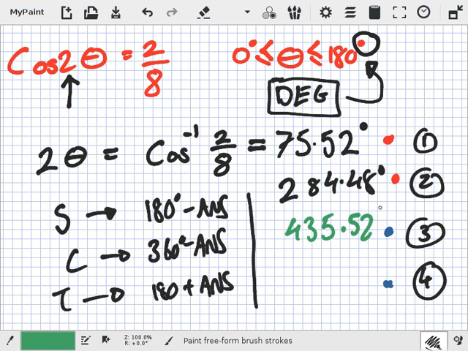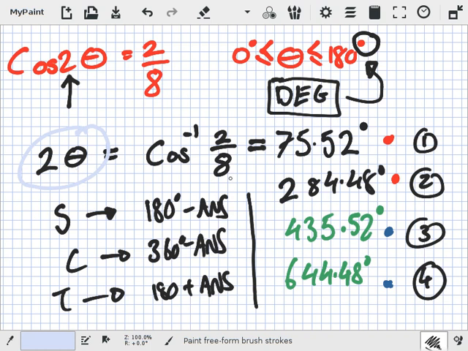435.52 degrees, and lastly 284.48 plus 360, which is 644.48. Okay, there's only one step left, or two steps really. These answers are for 2 theta, but we want the answer for theta.